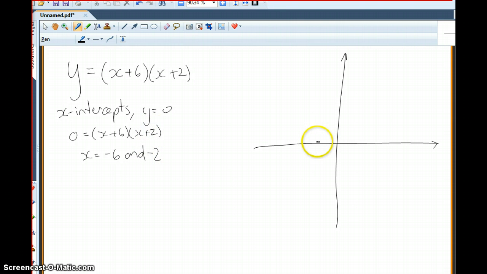So, in other words, at negative 6 and negative 2, the graph cuts the x-axis. The x-axis, this is the y-axis. Okay, done that. What do I do next? Why do we make x 0? To find the y-intercept, well done.